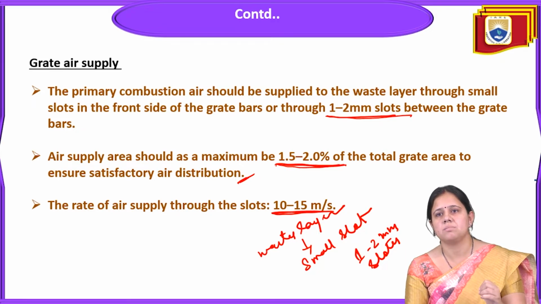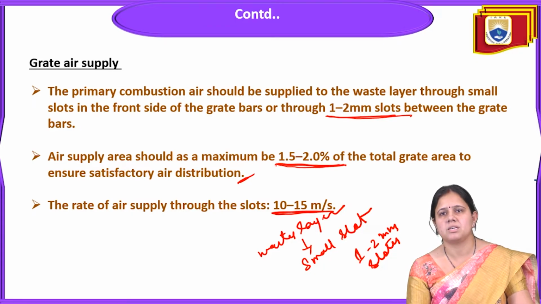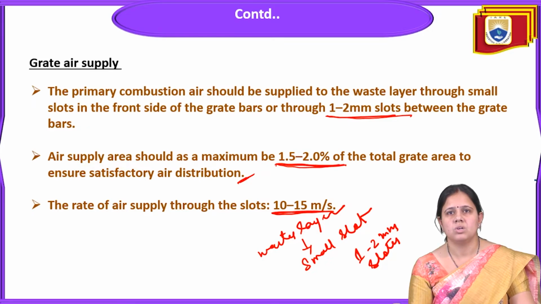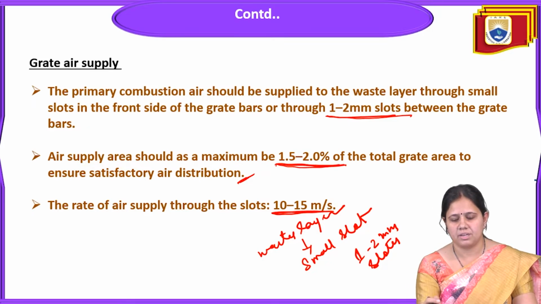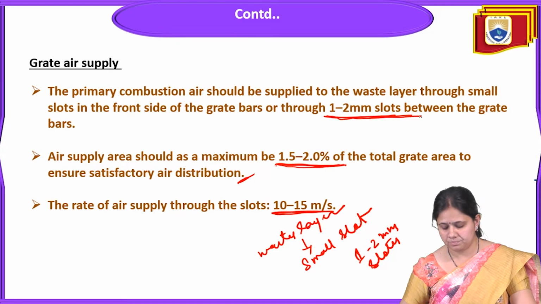So in this grate air supply, there is the waste layer and some slots, and the air should be supplied at a maximum of 1.5 to 2% of the total grate area. The primary combustion air should be supplied to the waste layer through small slots in the front side of the grate bar, like through 1 to 2 mm slots between the grate bars.